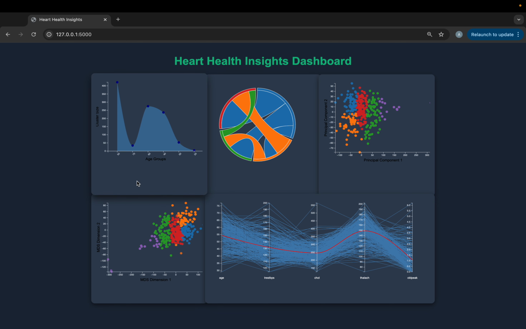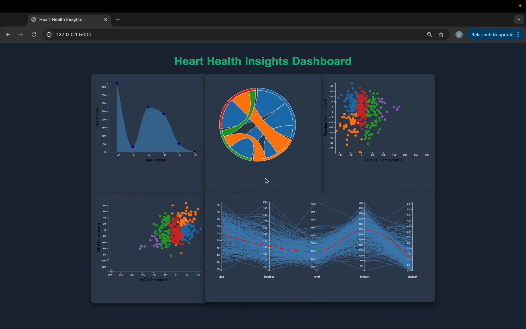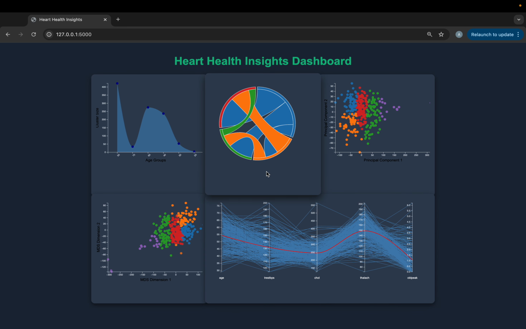The first one is the age distribution chart. It groups patients into decades, revealing how heart disease varies across life stages. It answers questions like, who's at risk in older age groups? Are younger populations healthier? The second one is the chord diagram. This shows us how variables, like cholesterol and heart rate, interact. It's like a web, connecting data points and revealing interdependencies.